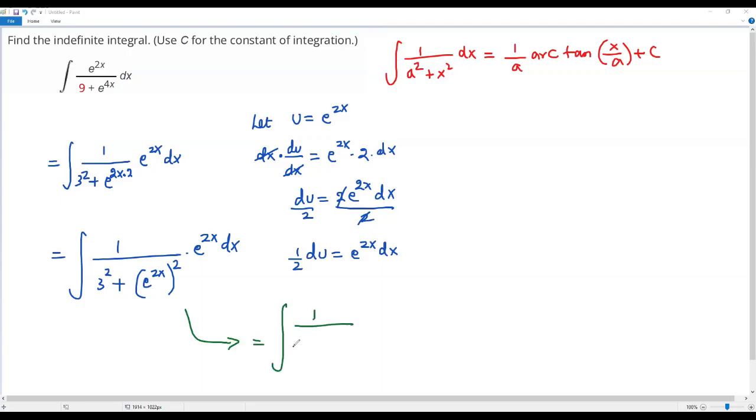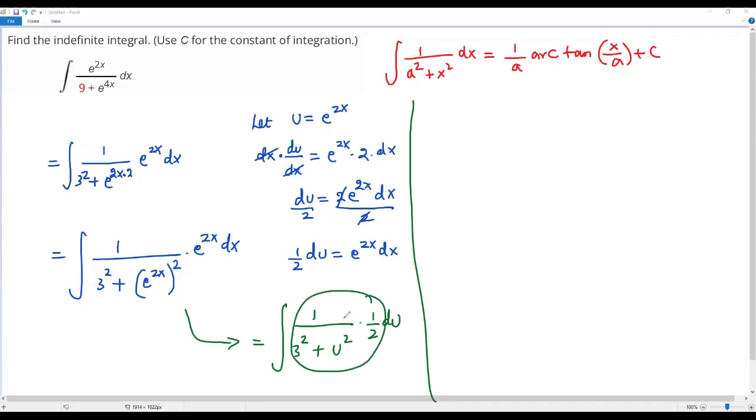Integral 1 over 3 squared positive. For this e to the power of 2x, I can substitute the new variable u, then I'm getting u squared. And for this e to the power of 2x times dx, I can substitute 1 over 2 times du. Let me write it over here. Now let's consider the integrand. This part contains a variable u, and this complete part is multiplied by the constant 1 over 2. In an integrand, whenever the complete variable part is multiplied by some constant, the constant can be moved out of the integration. So I'm getting 1 over 2 times the integral of 1 over 3 squared plus u squared times du. So I have moved this constant 1 over 2 out of the integration.